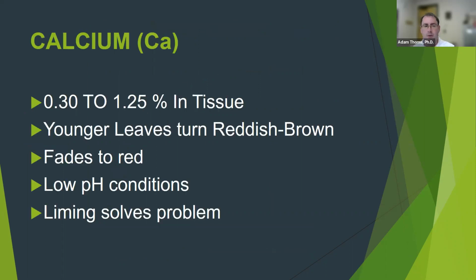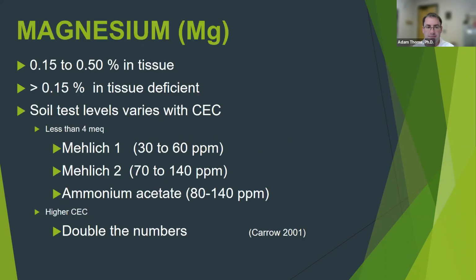So we also talked about a few other macro elements, obviously calcium. I've presented here what it should be at the tissue test levels. If it's deficient, you're going to see younger leaves turn reddish brown, and then it fades to red. Calcium deficiencies oftentimes show up in low pH conditions, and liming oftentimes solves this problem. Calcium is very important for cell wall formation, cell division, and many processes. So it is important to have proper calcium in your plant.